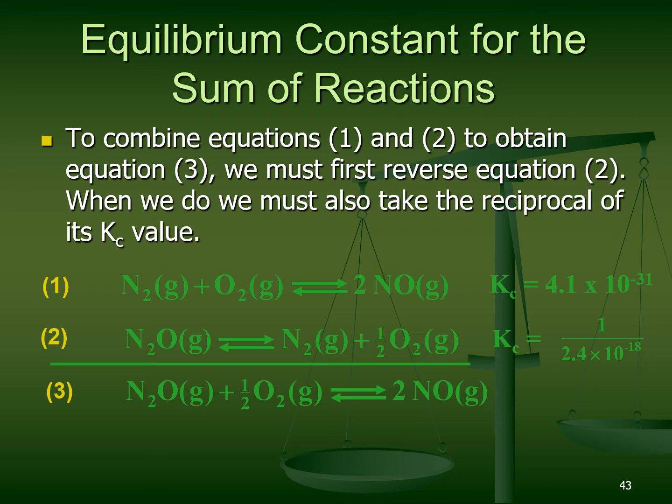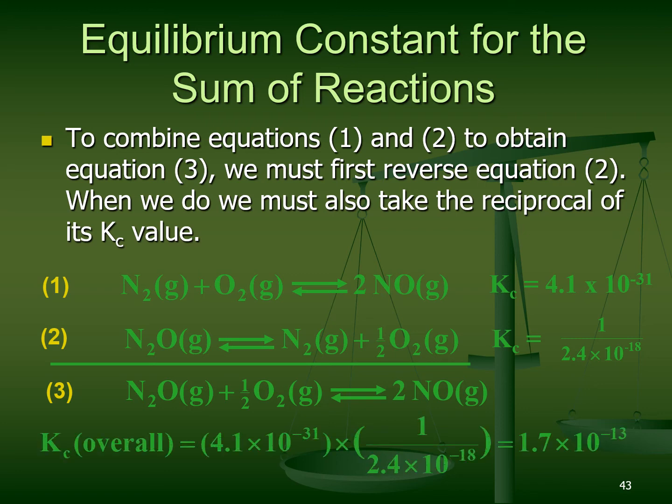So in order to get the K for this expression, which is what we were looking for, we have to multiply the two Kcs from number 1 and number 2. Number 2 is the one we already manipulated. So 4.1 times 10 to the minus 31 times 1 over 2.4 times 10 to the minus 18 will give us 1.7 times 10 to the minus 13. And that's the K value for the final equation number 3.